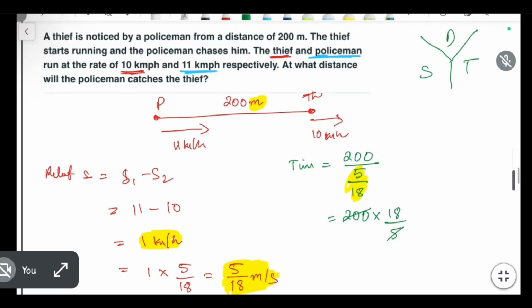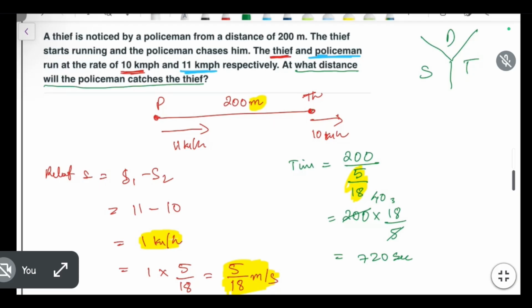So 5 4s are 20, 4s are 20 and 0. So 4 8s are 32, 3 9s are 27, 4 1s are 4, 7 2 0. We are getting in terms of second, 720 seconds. But that's not the answer, because we also find at what distance will the policeman chase the thief.